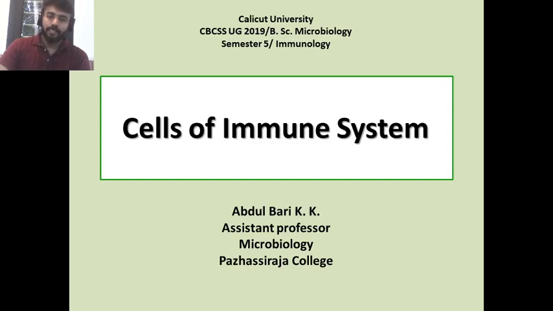Here we will discuss the cells of the immune system, or the different cells which are associated with immune responses. In the previous video we have already seen the different organs associated with immune mechanisms, the primary organs and secondary organs. The primary organs are the sites where the immune cells develop and undergo maturation, and the secondary organs are the sites where the cells interact with the foreign or antigenic substances in order to elicit an immune response.